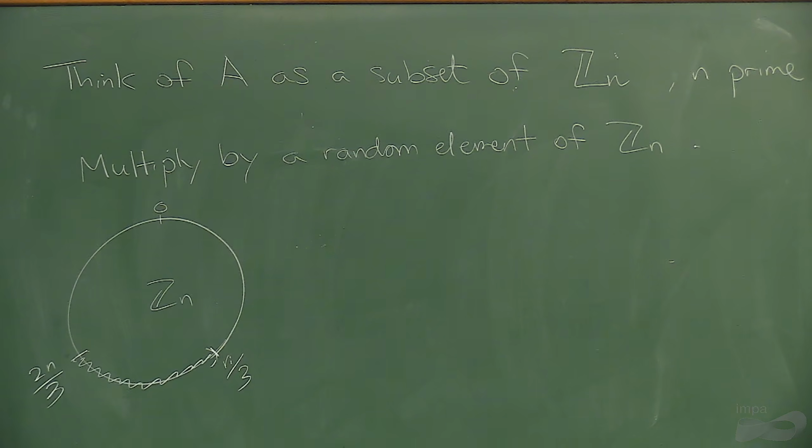So, can you see how to finish the proof? What's the idea? What is a large sum-free subset of A?